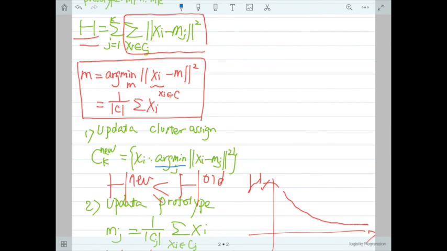Step 2, updating the prototype. As we showed here, the way to find the prototype of the cluster, we also use this argmin operator. If we find it according to this definition, H will also decrease. So both steps decrease H. Therefore, k-means clustering will converge eventually.